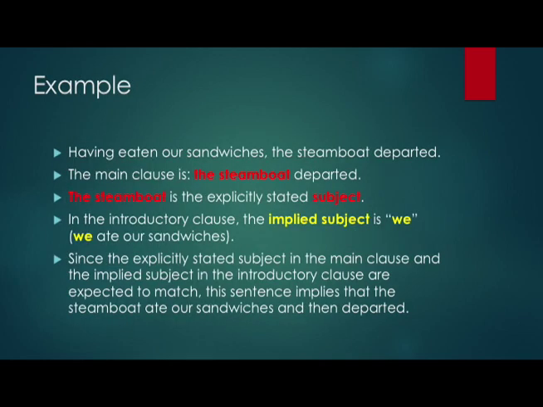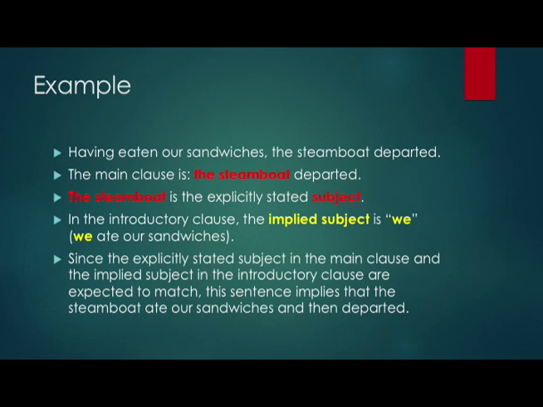So it's probably best to look at an example. So here is this sentence. Having eaten our sandwiches, the steamboat departed. So the main clause, again, the independent clause that could stand alone as a sentence, is the steamboat departed. It's independent because it's the subject and the verb. So the steamboat is the explicitly stated subject in that sentence.